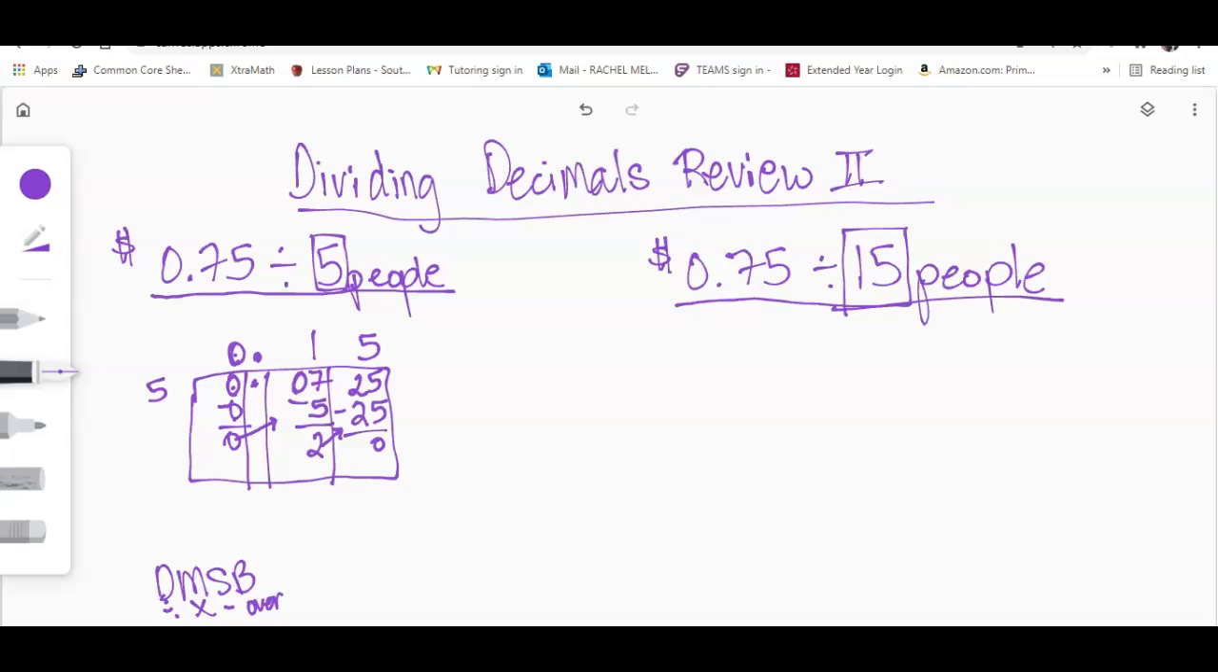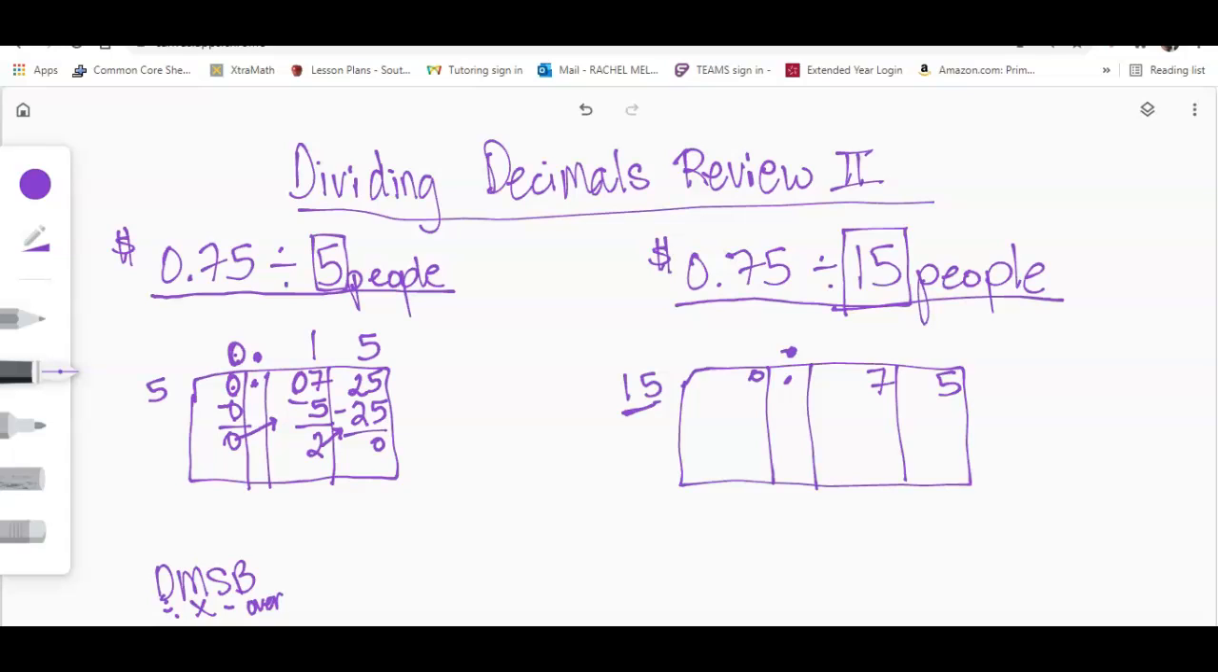Today's process is almost exactly the same, just with one little bitty difference. So I still have my 75 cents that I want to share. I make the same exact box, 75, and I put my decimal here. But this time I'm sharing between 15 people. So here's what I want you to do today. When you have a 2-digit divisor and you do not know the multiplication facts, you have 2 options. You can use guess and check, or you can make your repeated addition.